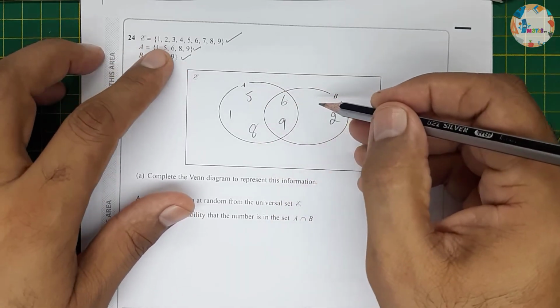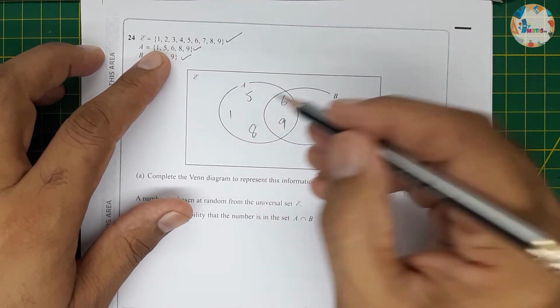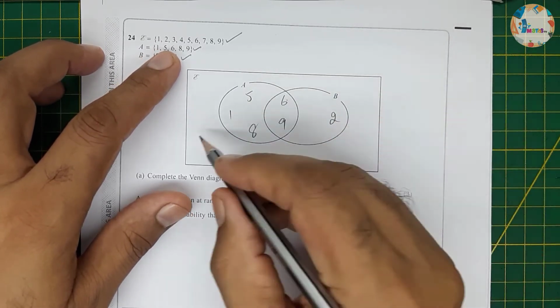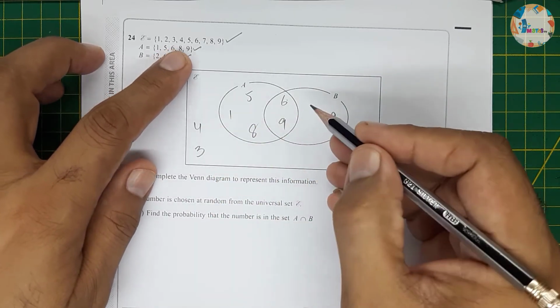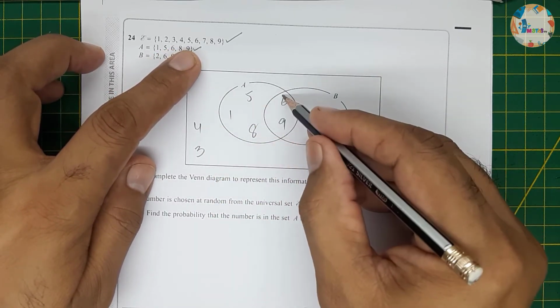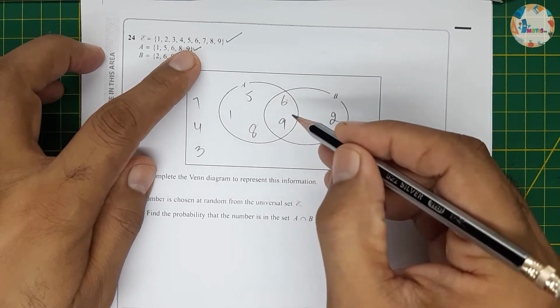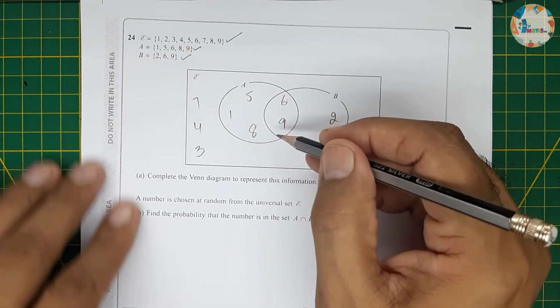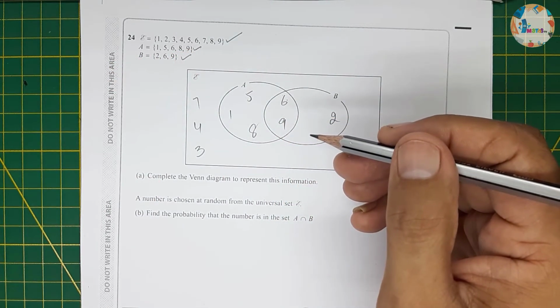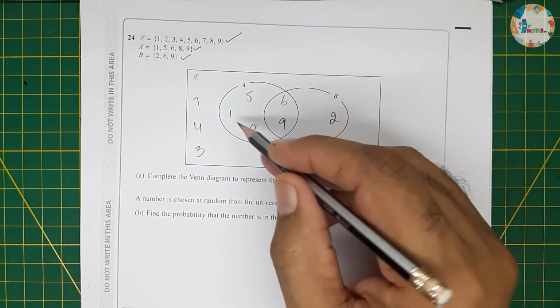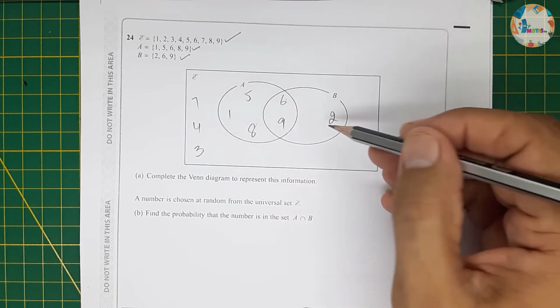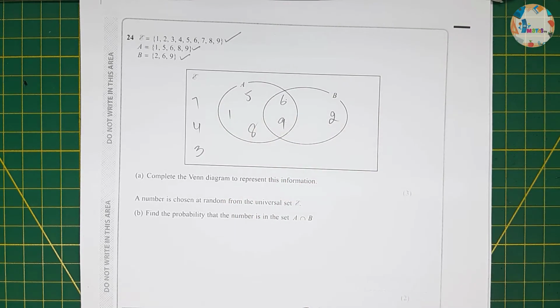So remaining are 1 is there, so 2 is there, 3 will be outside, 4 will also be outside, 5 is here, 6 is here, 7 will also be outside, 8 is here, 9 is here. So this will be our complete Venn diagram, which is 6, 9 over here, 1, 5, 8 over here, 2 over here, and 7, 3, 4 over here. This A part is done.